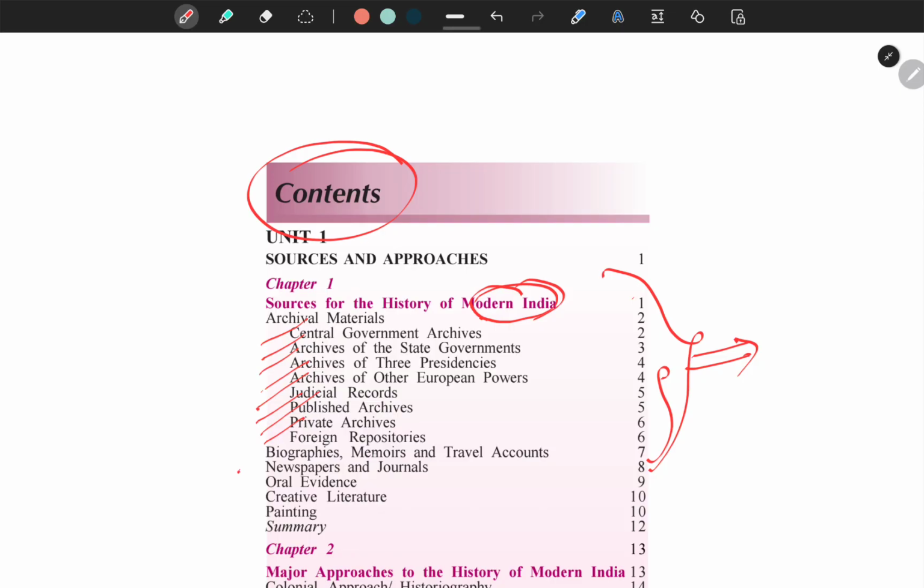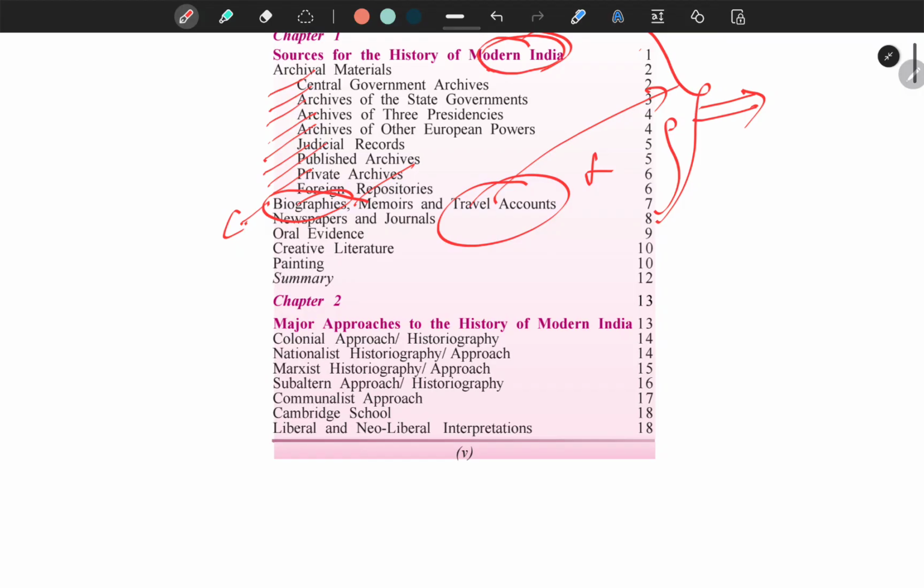Biographies, memoirs. Sir, whose biographies should we see? Gandhiji. Then travel accounts. Whose travel accounts? From the point of examination, this is not much important. Major approaches to the history of modern India: colonial, nationalist, Marxist, subaltern, communist, Cambridge. If you read this, yes, definitely you will become one more Shashi Tharoor, but you will not become an IAS candidate or IAS officer.